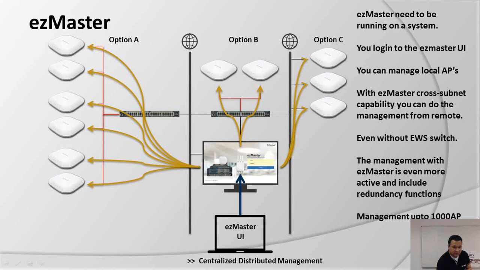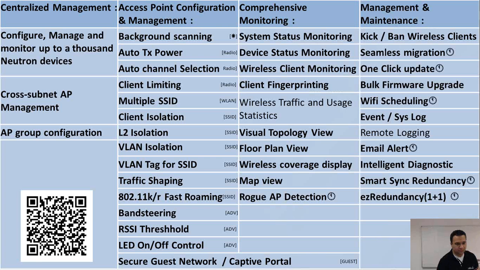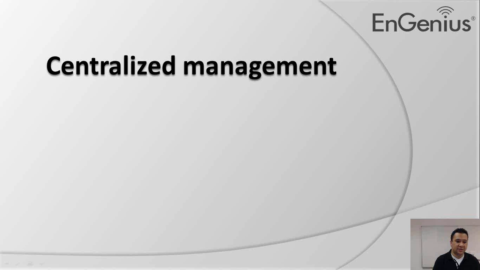Next slide. Management up to 1000 APs. Okay, so let's go to this overview. I have a QR code here. If you use this QR code, you find a link that downloads this overview. And in this overview, I have the main features of the ezMaster, the Neutron series powered by ezMaster, in one overview. I have 4 columns. I will just go one by one. Let's start with the first column, centralized management.